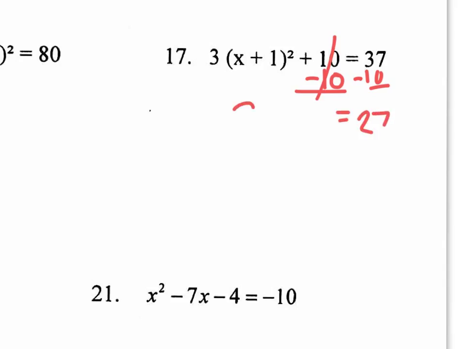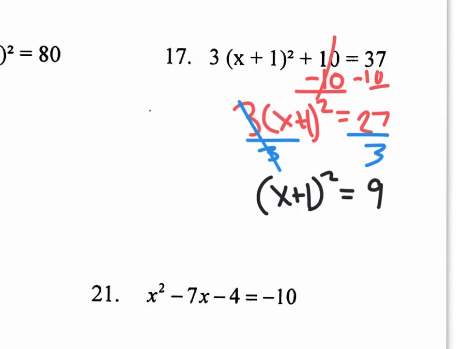What else? We have the 3x plus 1 squared. Apologize for the ugly writing. And then we need to get rid of the 3. So we're going to divide by 3. Divide by 3. What do we have left? We have x plus 1 in parentheses squared equals 9.